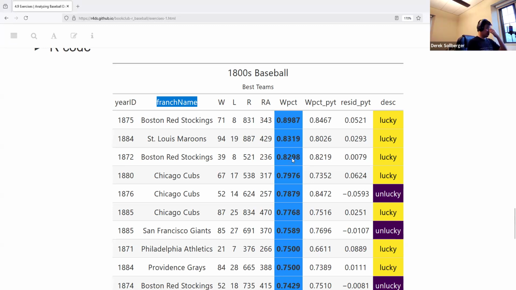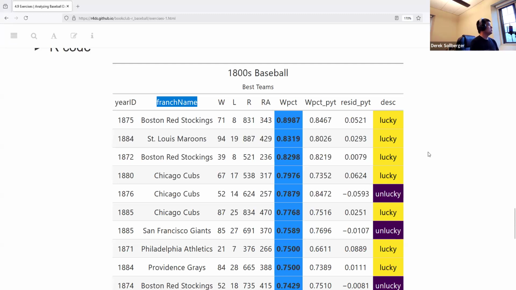Finally, on the right side of the screen, we once again are getting a sense of which teams outperformed their Pythagorean expectation based on the run differential, based on the runs scored, runs allowed. And in terms of these top 10 teams from that century, 7 out of the 10 outperformed their Pythagorean. So that's why I'm calling them lucky.